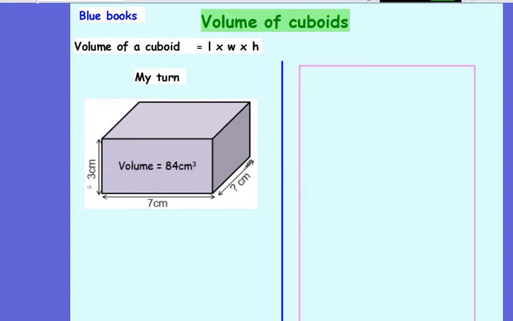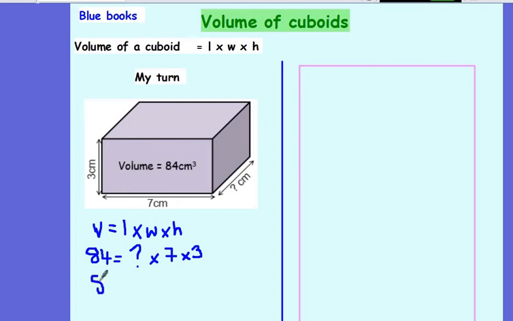So my example says I've got a cuboid, my volume is 84. I've been told the height is 3, and I've been told the width is 7, and I need to find the length. So I know that volume is equal to length times width times height. My volume this time is 84. My length I don't know, so I'm going to write that as a question mark, times my width, which is 7, times my height, which is 3.